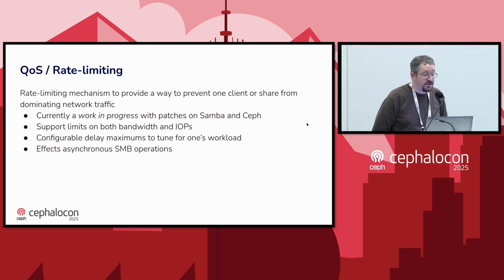Our third major feature is QoS and rate limiting. What rate limiting attempts to do is to provide a mechanism so that administrators can block certain clients from using all of the network bandwidth. This is currently a work in progress. We have patches on Samba, and we have patches available for Ceph. You can specify limits on either bandwidth or IOPS, or both. You can configure the delay so that if your client is using too much, you can have it back off more or less depending on your needs.